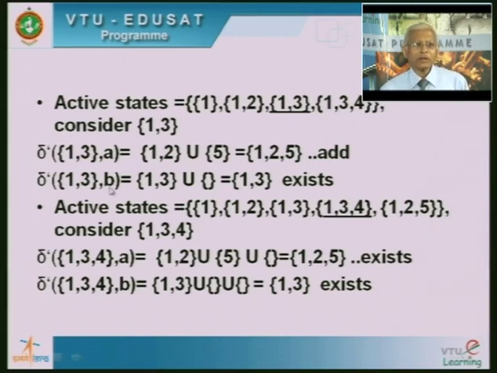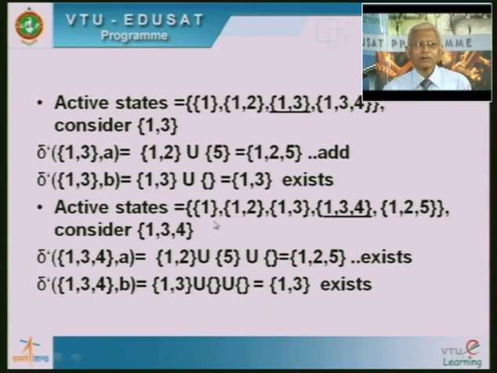Now, similarly {1,3} on B, 1 on B will go to 1 and 3, then 3 on B there is no transition. So, therefore, it will be only {1,3}. If you add a null set, then that will become the same as the original. So, that means you have to add {1,2,5} to the existing active states. Now, this many active states will be there currently.